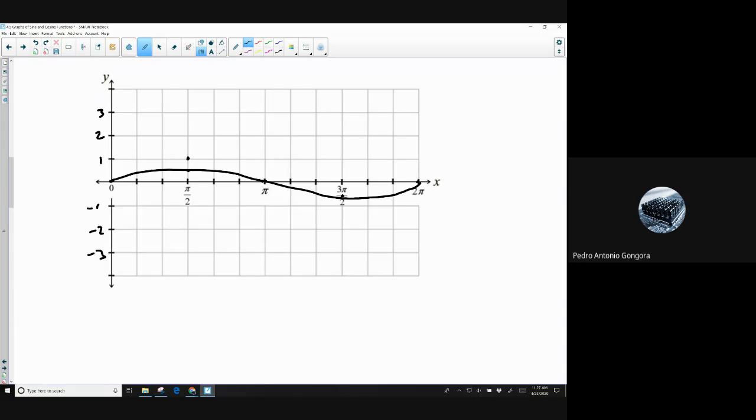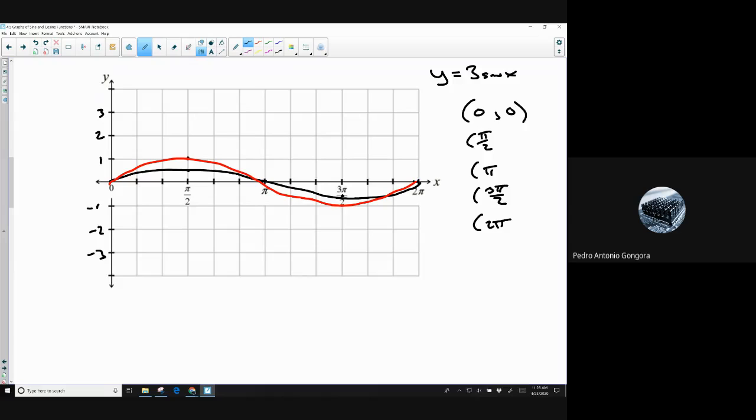If I wanted to graph the parent function, it would look like this. Okay. So you can see that this 1/2 vertically compressed the function. If I wanted to graph this, the only thing that's changed is the amplitude. So the only thing that changed with the key points, the period is still 2 pi. The key points are still the same, right?